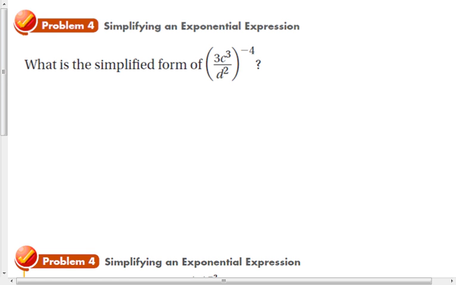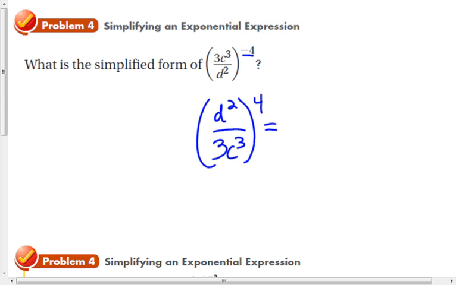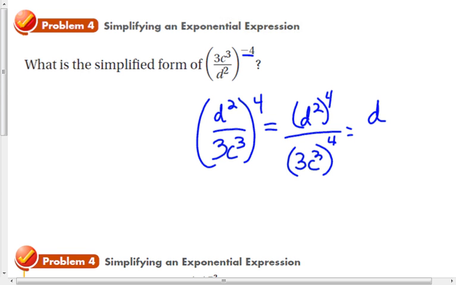All right, simplifying an exponential expression. Now let's put it all together here. We're going to use the property that says both our numerator and our denominator have to go to the negative 4th power. And also, to get rid of that negative power, we can just flip the fraction and make it a positive power. And then we're going to raise the numerator to that power, and the denominator, the whole thing, to that power. And so I get d to the 2 times 4, which is d to the 8, over.